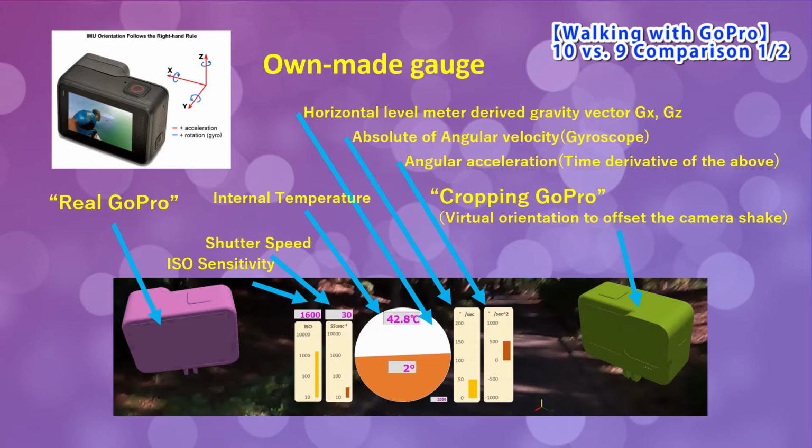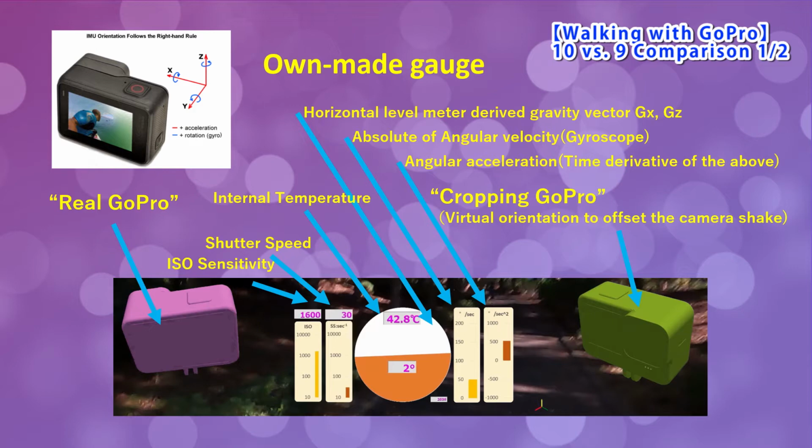The two bar graphs to the right of the horizontal level meter show the magnitude of the angular velocity and its time derivative, so-called angular acceleration. I added them as a guide to see how to distinguish between camera shakes and slow pan operations, where the video stabilization doesn't work.